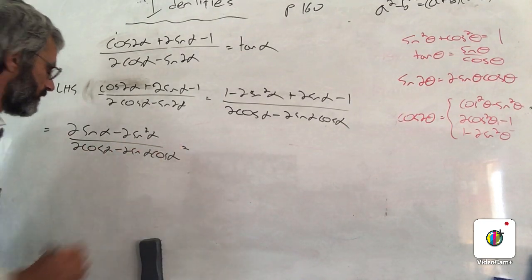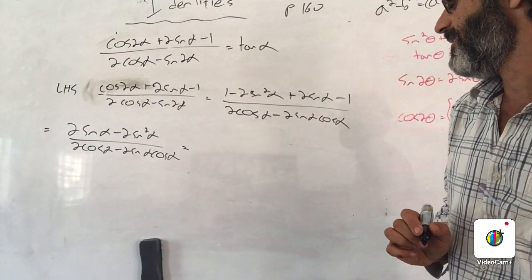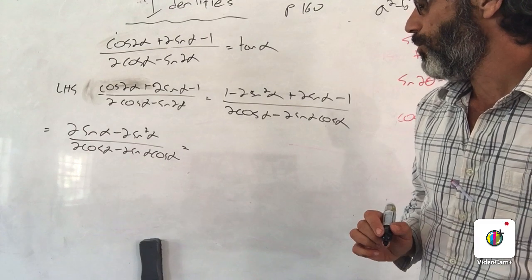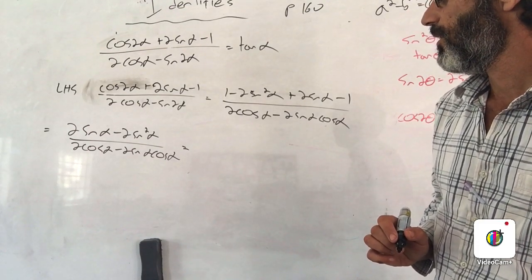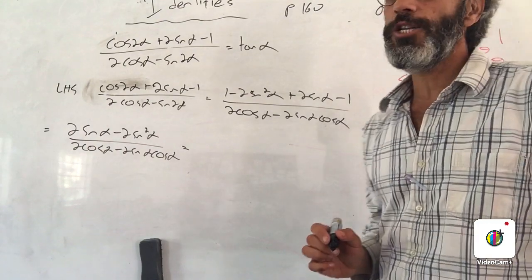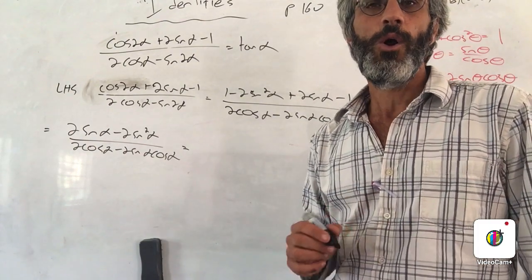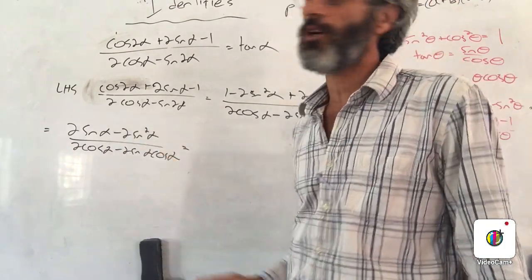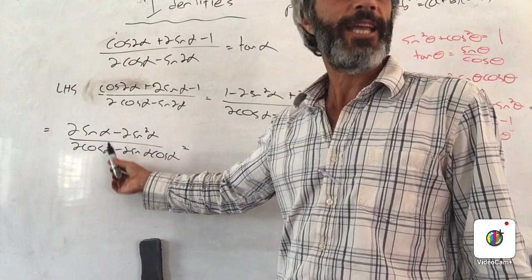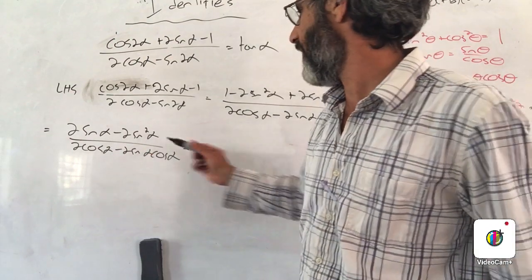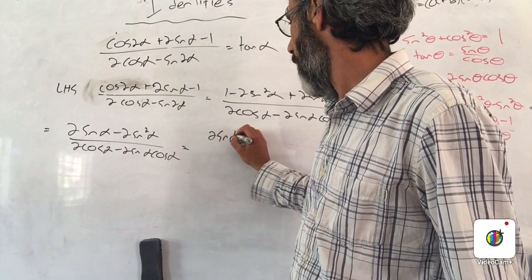Now that looks like a little bit of a dead end. Okay? Because what can I actually do? One of the things that we need to think about is factorizing. Why factorizing? Because right now I can't cross cancel anything because of those minuses. But I can factorize the top and the bottom. What can I pull out at the top? 2 sine alpha.